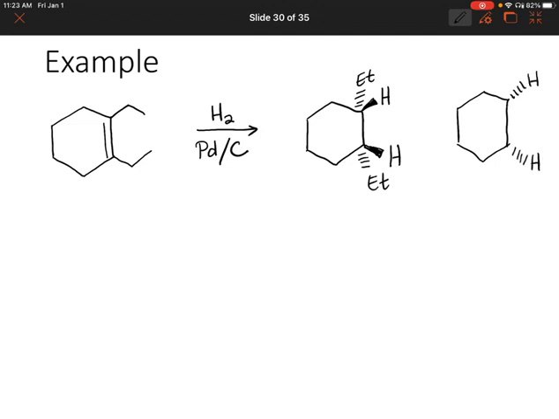So what if they were in the dashed position and the ethyl groups were in the wedged position? What's the relationship between these two products? Are they enantiomers, diastereomers, or identical? So they are identical. There is a plane of symmetry here, so this is a meso compound.